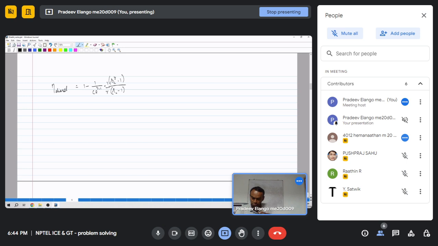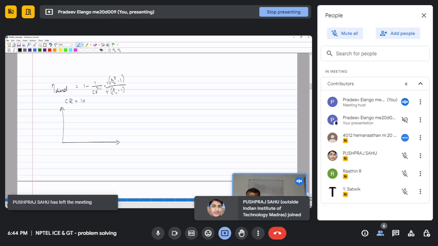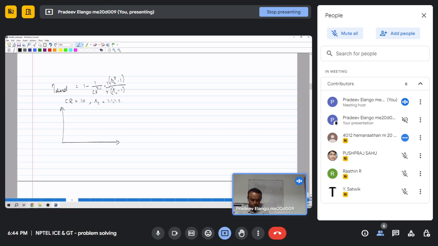So now you cannot directly solve. You might want to put some different cutoff ratios for the same compression ratio. You can fix it to 10, and then vary RC from 1.1, 1.2 and keep on, and keep plotting RC against eta diesel. Then you will see that an increase in cutoff ratio will reduce the efficiency. But we can also see why it is.